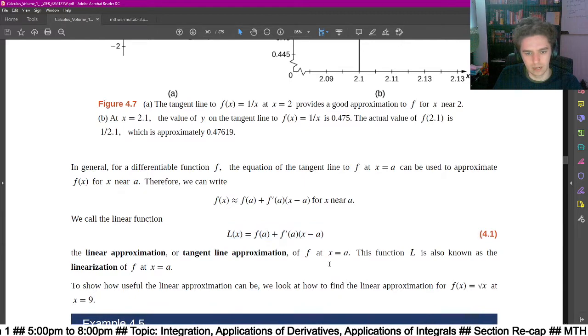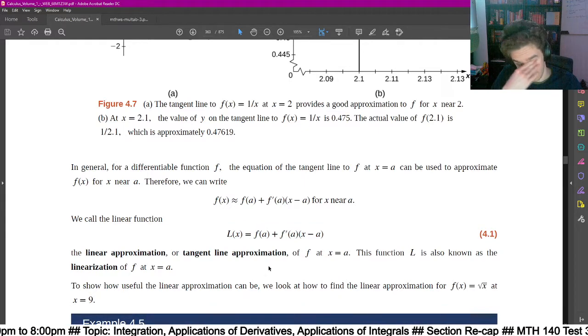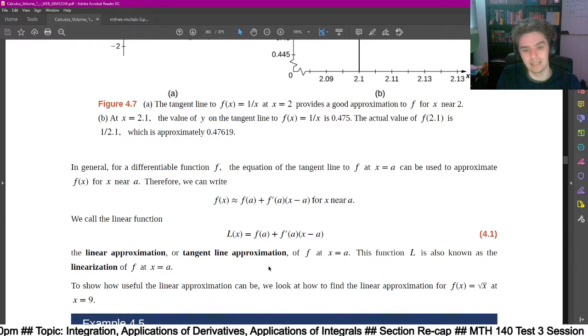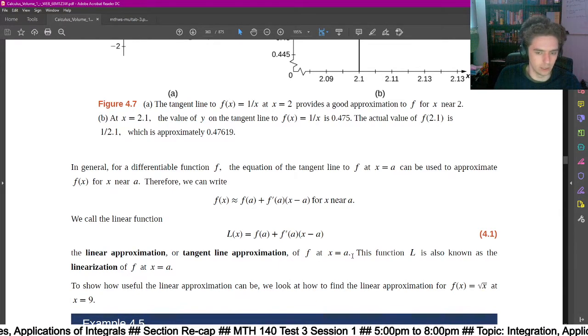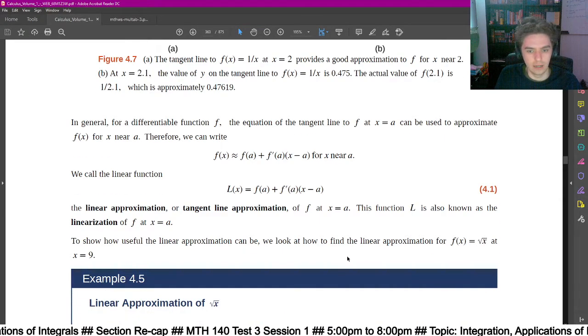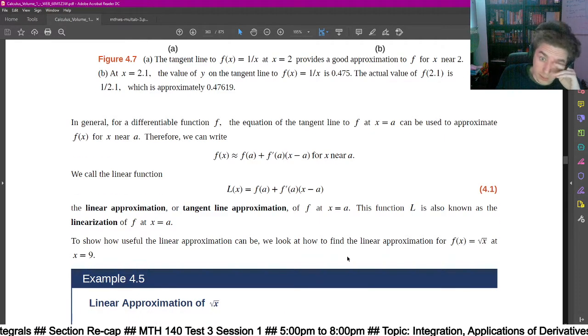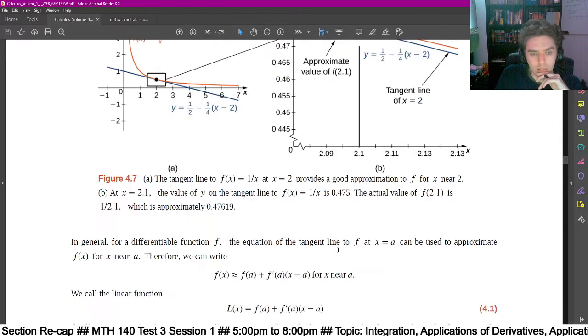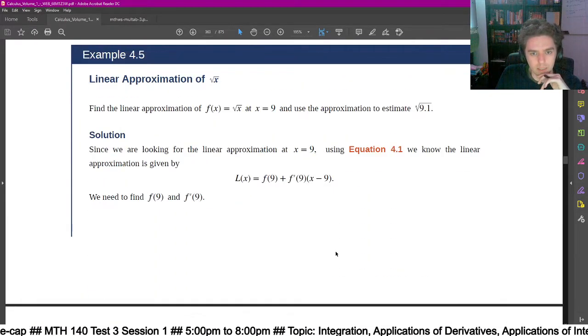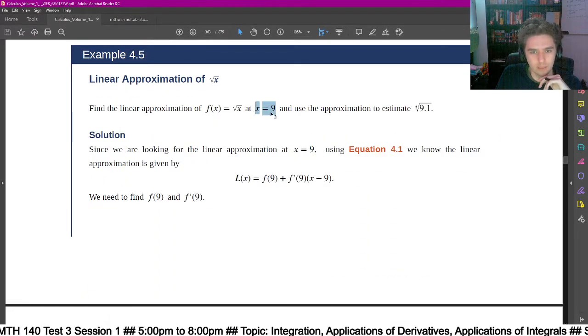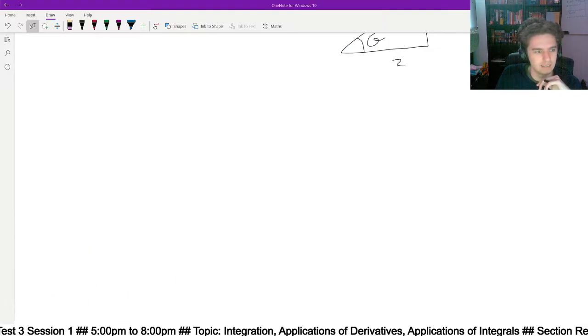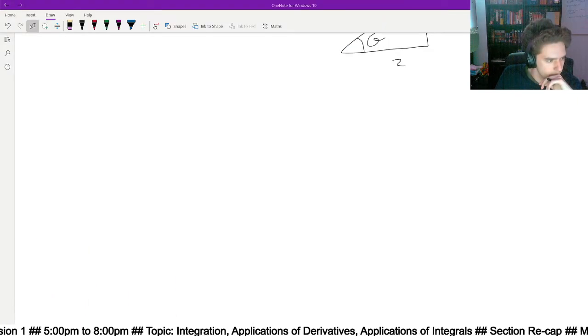The linear approximation of f at a is f prime of a times x minus a plus f of a, which is just like the tangent line. That's how you would do the tangent line. And what we can do with that is approximate things that are close to useful values, so that it's useful. So let's try one.